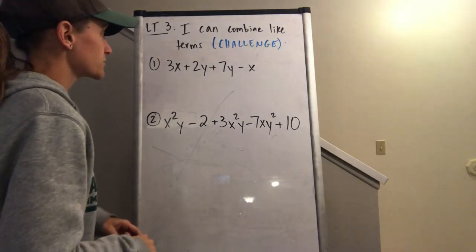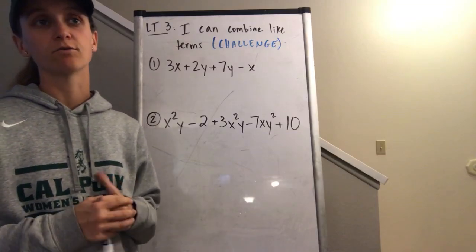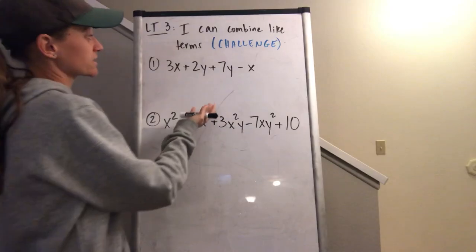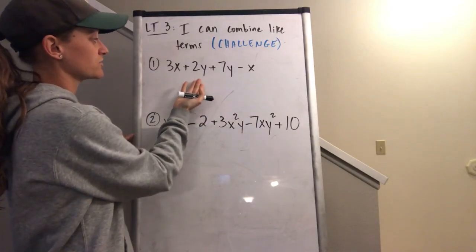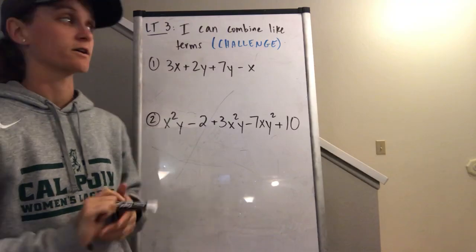Alright, so for combining like terms, we're putting together things that are similar. So I always use the example of ordering hot dogs and sodas. If I'm ordering hot dogs, it would be weird if I said, let me get 2 hot dogs and then let me get 7 hot dogs. Like, why wouldn't I say, let me just get 9 hot dogs?